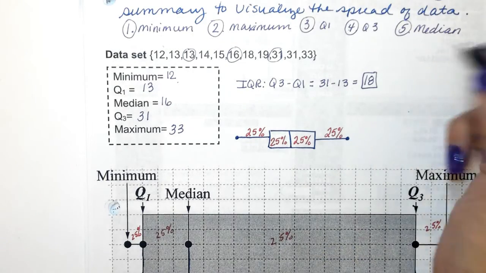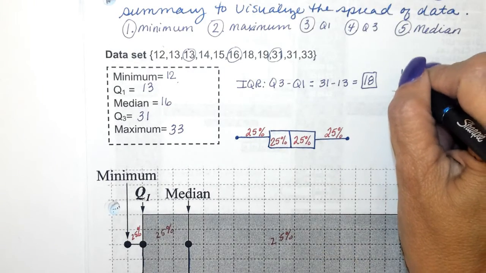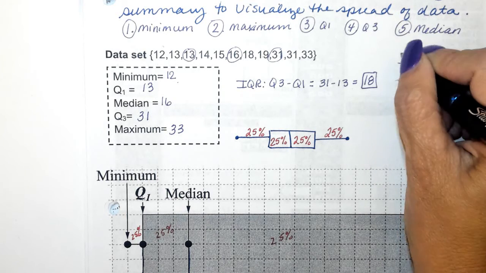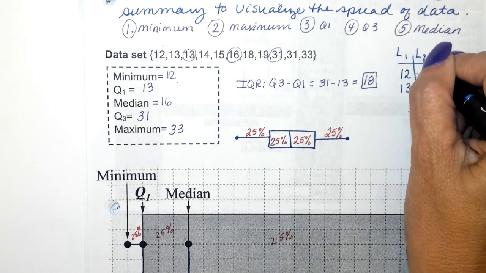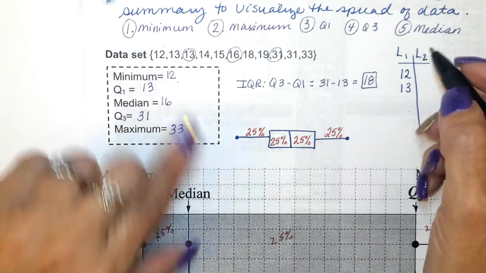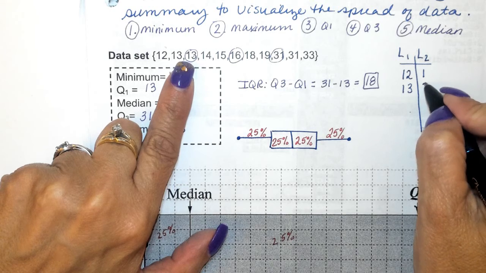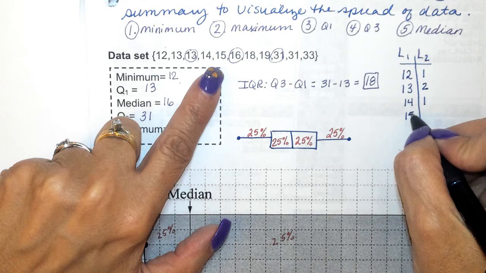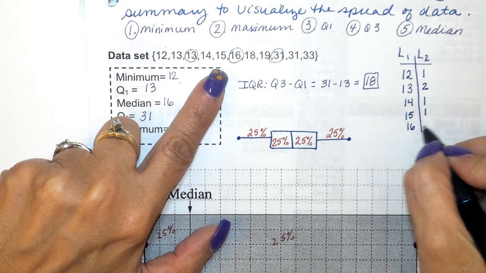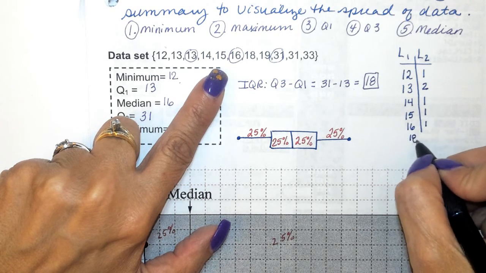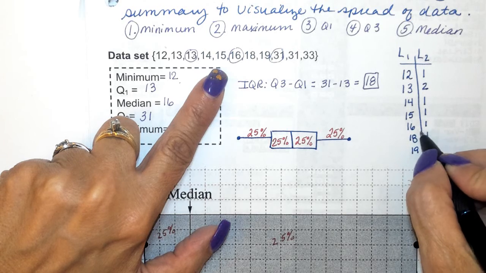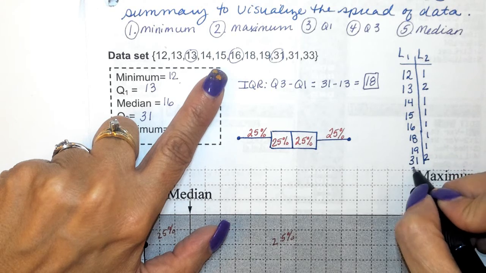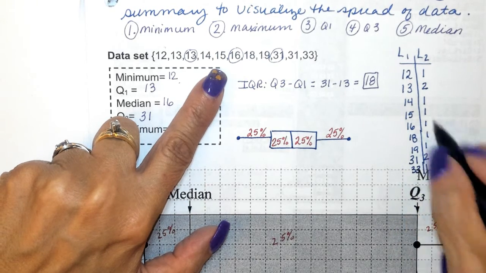So let's go with 12, 13. I'm just going to call it L1 and L2. Make sure I've got that. 12 occurred once. 13 occurred twice. 14 occurred once. 15 occurred once. 16 occurred once. 18 occurred once. 19 was 1. 31 was 2. And 33 was 1. This is my frequency table.